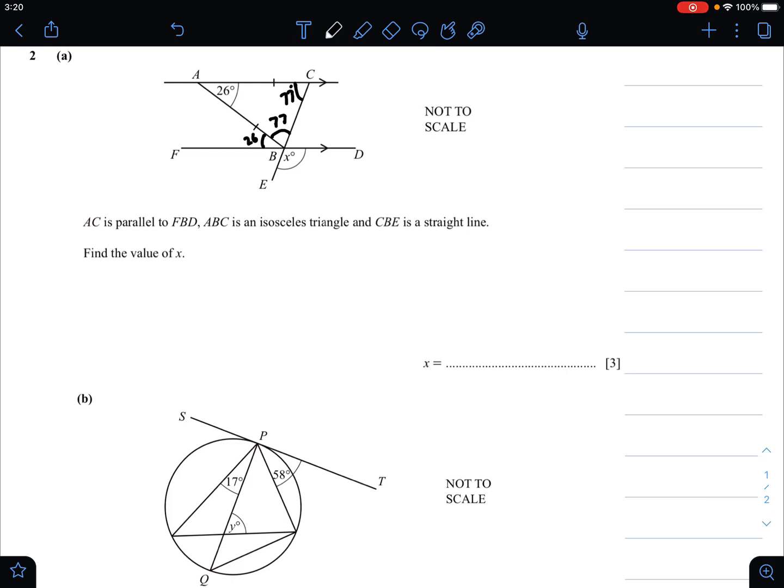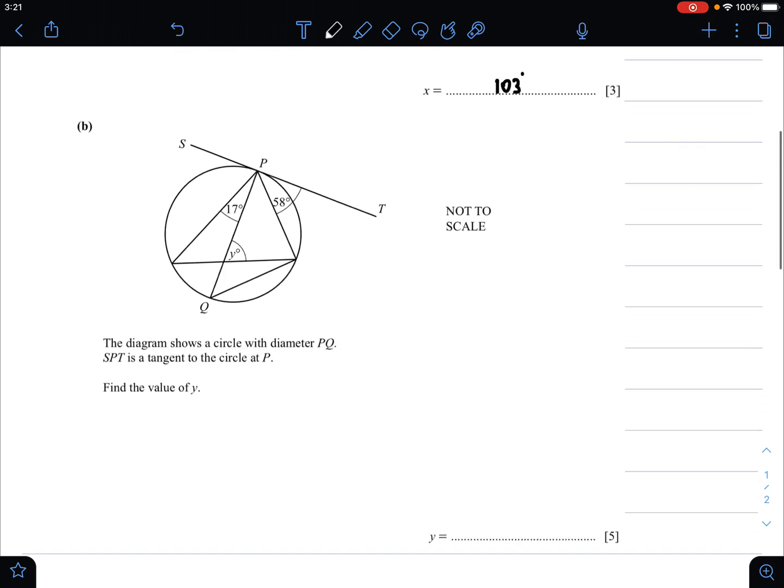Now another rule is that when there are two parallel lines and there is a line intersecting it like this, the opposite angles would be equal to each other. So the angle x would be equal to this entire angle that we just found. So that would be 26 plus 77 degrees. Therefore x will be equal to 26 plus 77, which is equal to 103 degrees. So that will be our final answer for part A of this question.